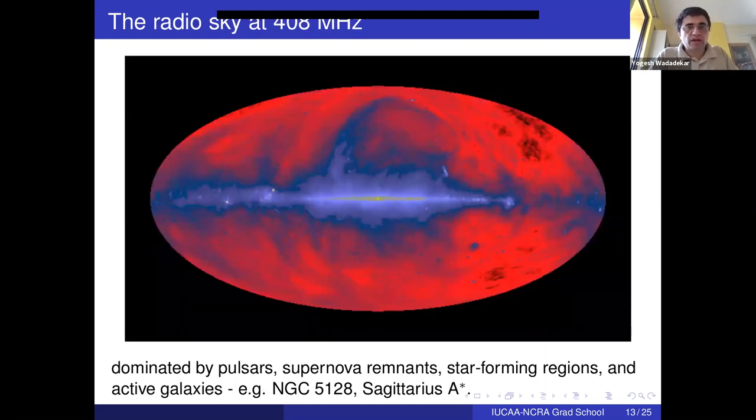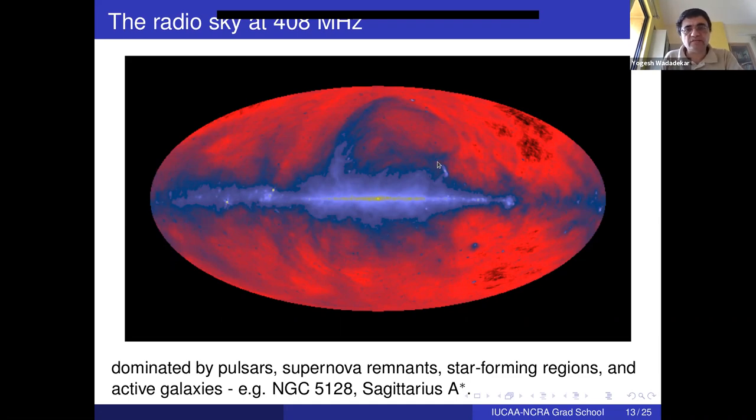On the other hand, if you look at the radio sky, which is shown here, again in galactic coordinates, the brightest part of the radio sky is still the disk of the Milky Way. But the individual sources come from pulsars, from supernova remnants, from star-forming regions within the Milky Way, and from galaxies, AGN, which are lying outside the Milky Way. So if you can see my cursor, you'd be able to see a galaxy over here. So that's an AGN, okay?